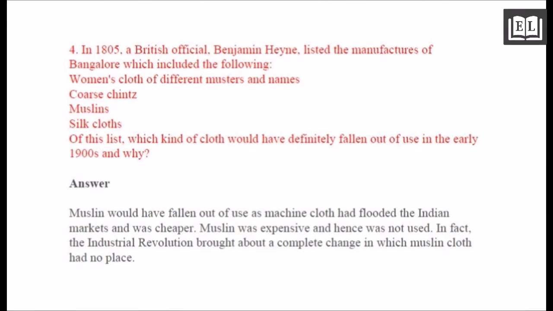4. In 1805, a British official, Benjamin Heyne, listed the manufacturers of Bangalore, which include the following: women's clothes of different masters and names, chorus, chintz, muslins, silk clothes. Of this list, which kind of cloth would have definitely fallen out of use in the early 1900s and why?